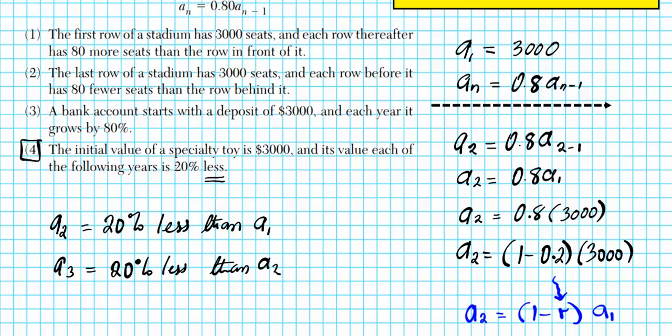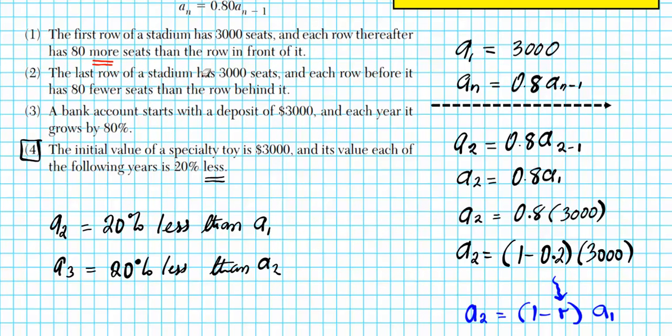All right, so let's go over 1, 2, and 3 to see why those are not the correct answers. For option 1, it says the first row of a stadium has 3,000 seats, and each row thereafter is 80 more seats than the row in front of it. This word more alone is a dead giveaway. We're looking at a decay scenario, so we're looking for less.